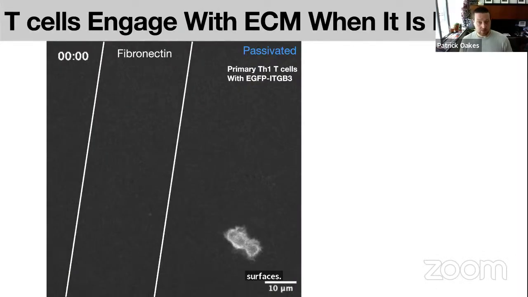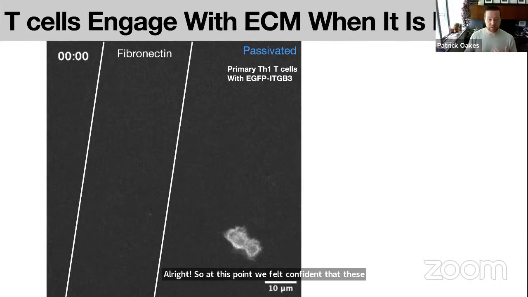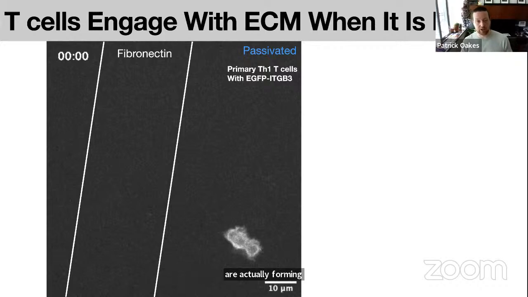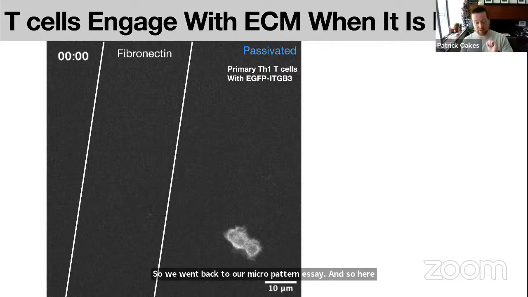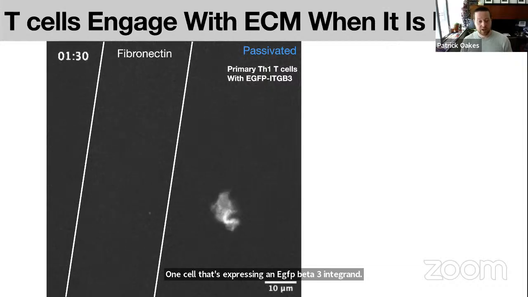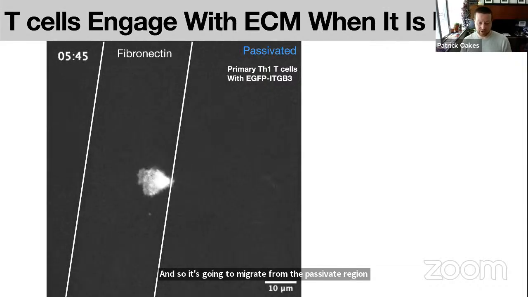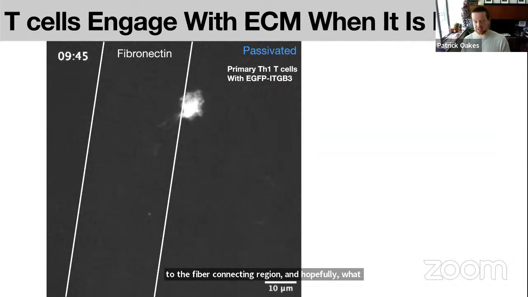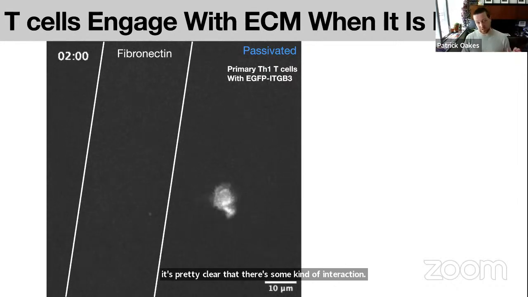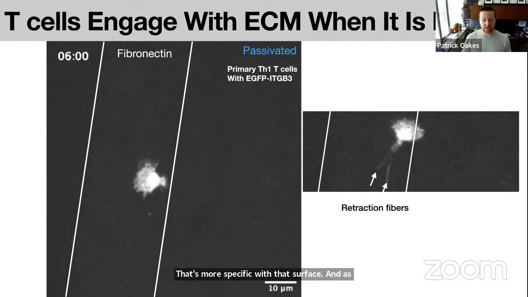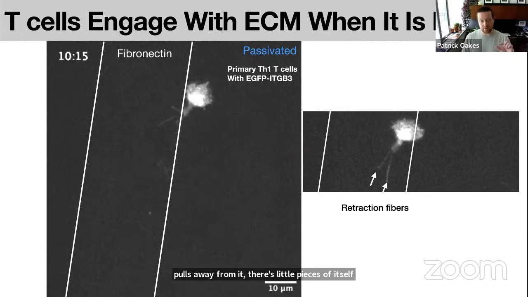All right, so at this point, we felt confident that these are actually forming adhesions, but we just wanted to convince ourselves a little bit further. So we went back to our micropattern assay. And so here we have a TH1 cell that's expressing an EGFP beta-3 integrin. And so it's going to migrate from the passivated region to the fibronectin region. And hopefully what you'll see as it crosses over this boundary is it starts to leave these retraction fibers, right? And so it's pretty clear that there's some kind of interaction that's more specific with that surface. And as the cell pulls away from it, there's little pieces of itself that are basically getting left behind, right? And we only see these on the fibronectin coated regions.